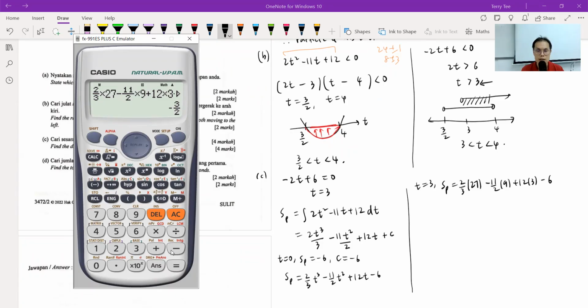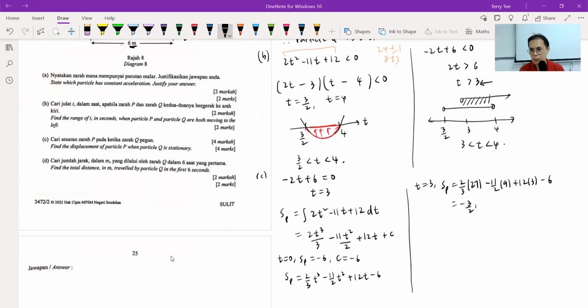Okay, my answer is -3 over 2. Yeah, -3 over 2. So the displacement, you can write 1.5 or -3 over 2. Displacement of particle P is -3 over 2 meter. Okay, lastly, find the distance traveled by particle Q in the first 6 seconds.